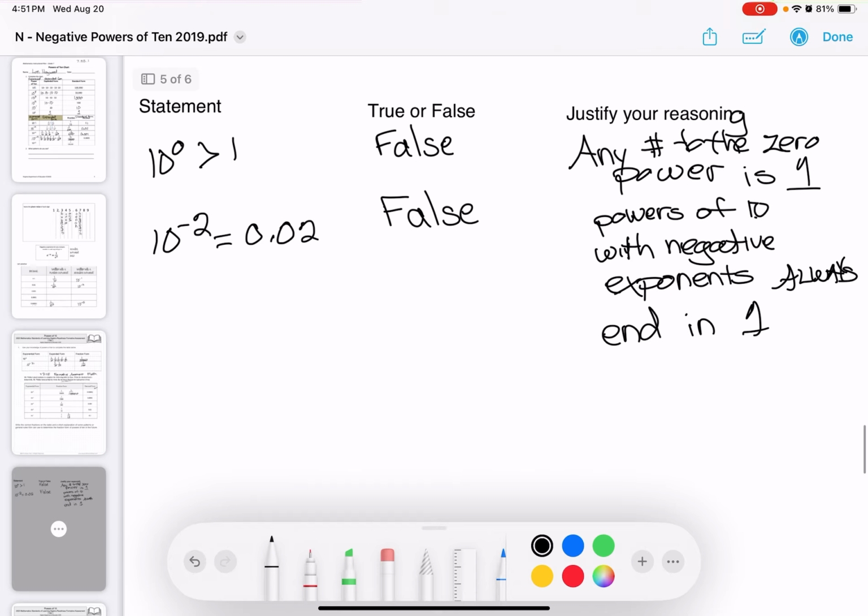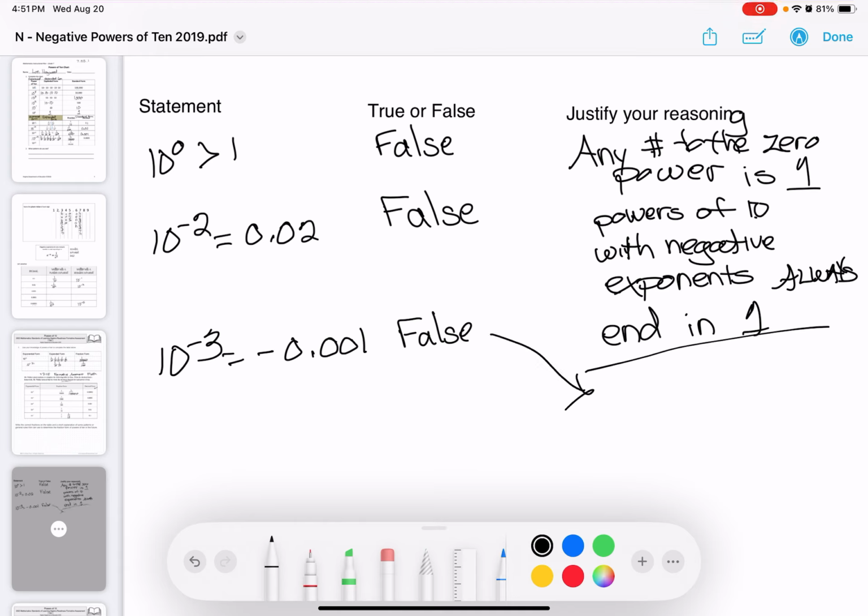And let's do one more. Let's just do 10 to the -3, and that would be -0.001. Is that true or false? This one is false. And why is that false? I gotta go all the way down. So why is that false? Because we do not have a negative number. The number has to be between 0 and 1.